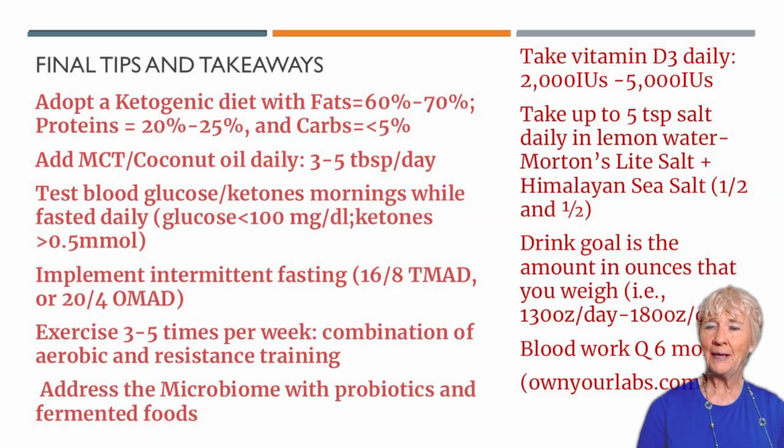And test your blood markers every 6 months. If your doctor will not test your HSCRP and TSH every 6 months, again, you can order these yourself. Very reasonable on some of these lab sites like Own Your Labs or Life Extensions.